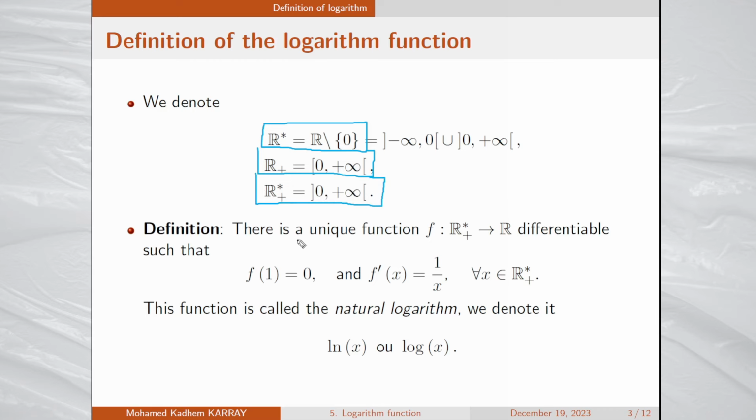Now, this is the definition of the logarithm. There is a unique function f from the set of positive numbers to the set of real numbers, which is differentiable and such that f of 1 equals 0 and the derivative of f equals 1 over x. This function is called natural logarithm, and we denote it either ln of x or log of x. So these two notations are equivalent, and some authors prefer this notation, some other authors prefer the other one.